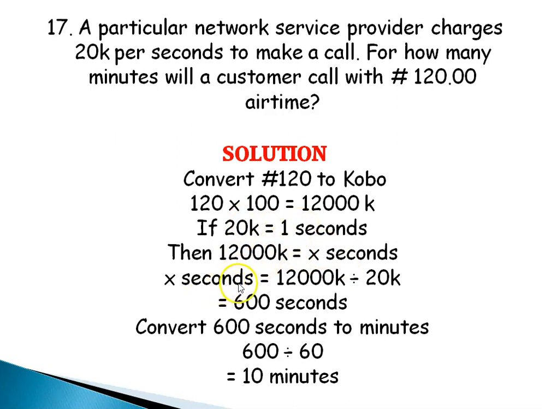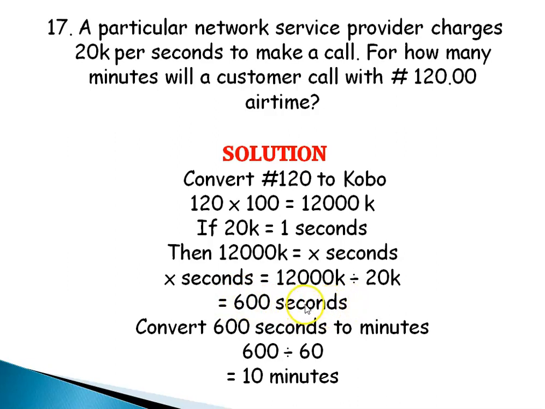And then our x seconds will be 12,000 kobo divided by 20 kobo. Is that okay? So that will give us 600 seconds. Now, remember the question says how many minutes? So we have to change these seconds to minutes. You still remember your rhyme. 60 seconds make 1 minute. 60 minutes make 1 hour.